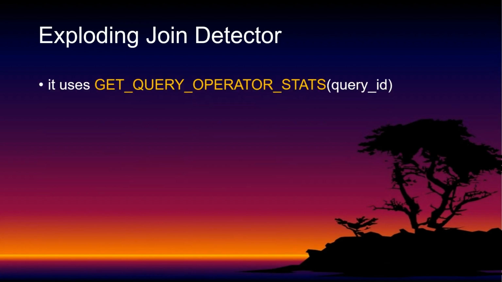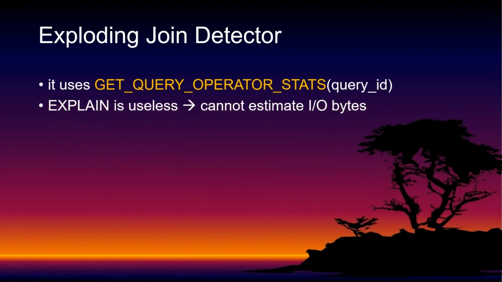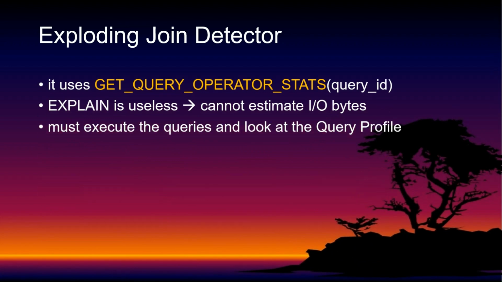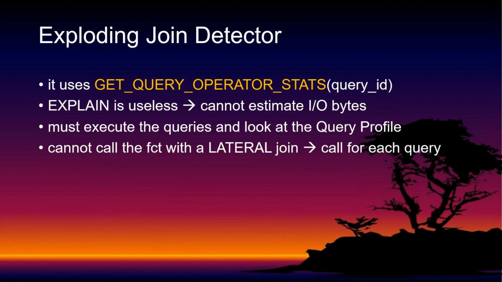So our implementation here uses get query operator stats, where you have to call this built-in function with a query ID. The query has been executed before, and the query is in either information schema or account usage query history, but we'll look into the account usage schema. Explain is useless here: it cannot estimate IO bytes, so you must execute the queries and look at the query profile. But that was the goal, to find an automated method, and this is why this gadget is useful after all.